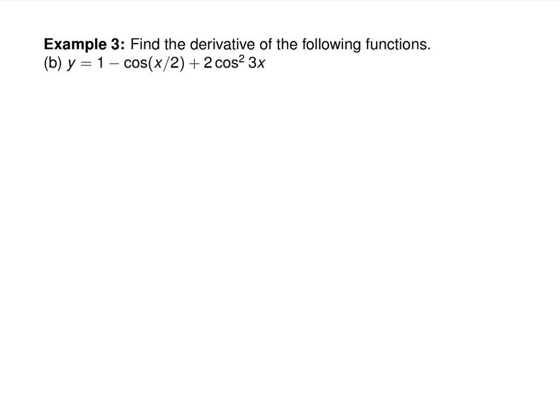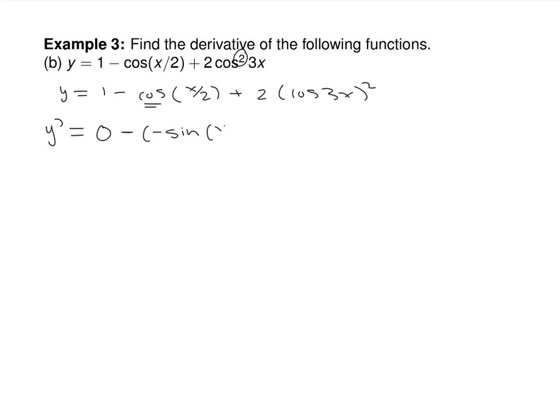This one's crazy. Okay. So the first thing is that this squared business, that's the same thing as cosine of 3x to the second power, right? Okay. So y prime is, what's 1's derivative? 0. Okay. What's the derivative of cosine? So negative sine, the x over 2 stays inside, times the derivative of x over 2.